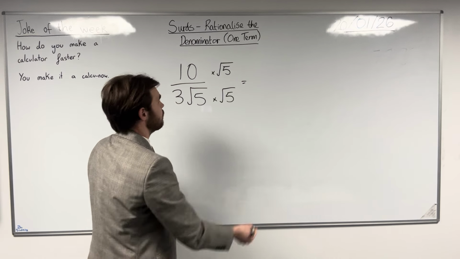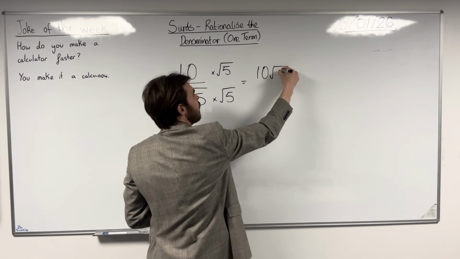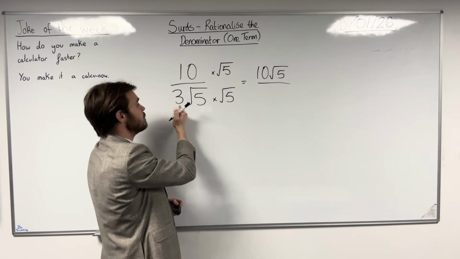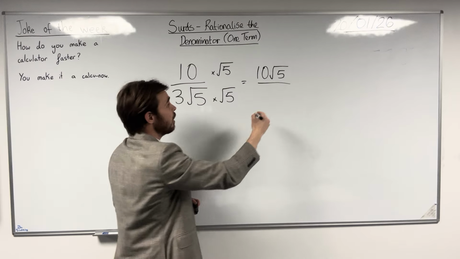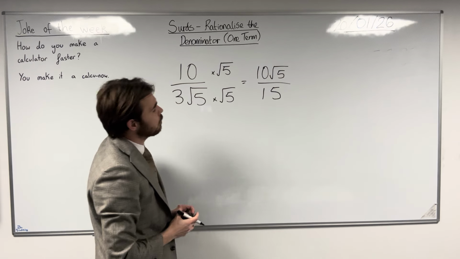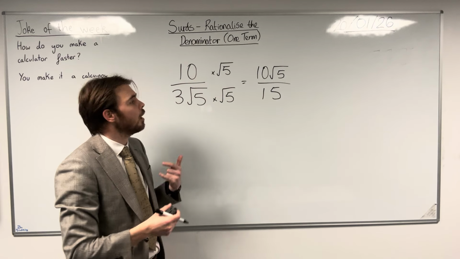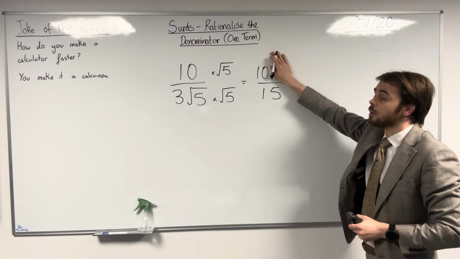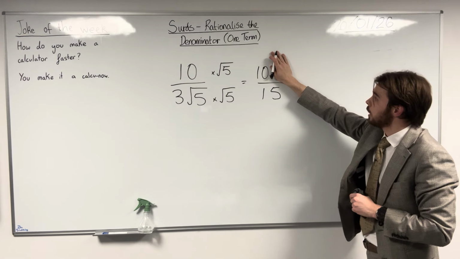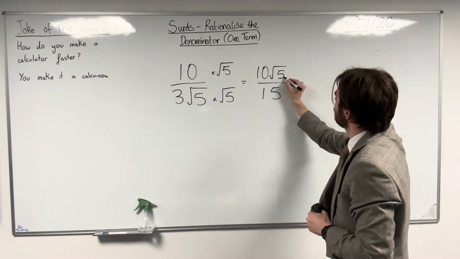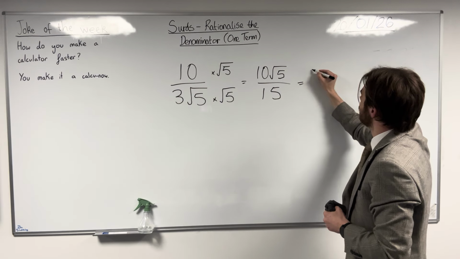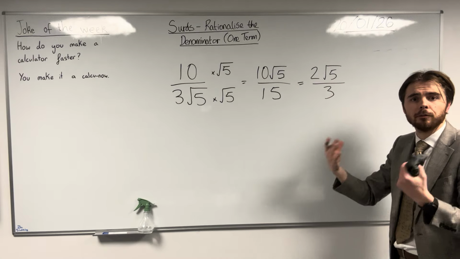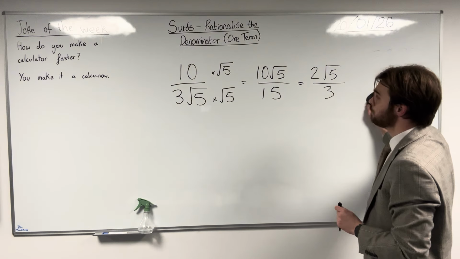So now I have got 10 root 5, and then root 5 times root 5 is normal 5, but that is being multiplied by a 3. So we get 3 times 5 gives me 15. Now what you've got to think is, can you make this nicer? Well, if the fraction was just 10 over 15, we could simplify that down, and we could do the same thing here, okay? We can simplify that down by dividing by 5, so I would have 2 root 5 over 3. So that simplifies quite nicely, okay? On to the next one.